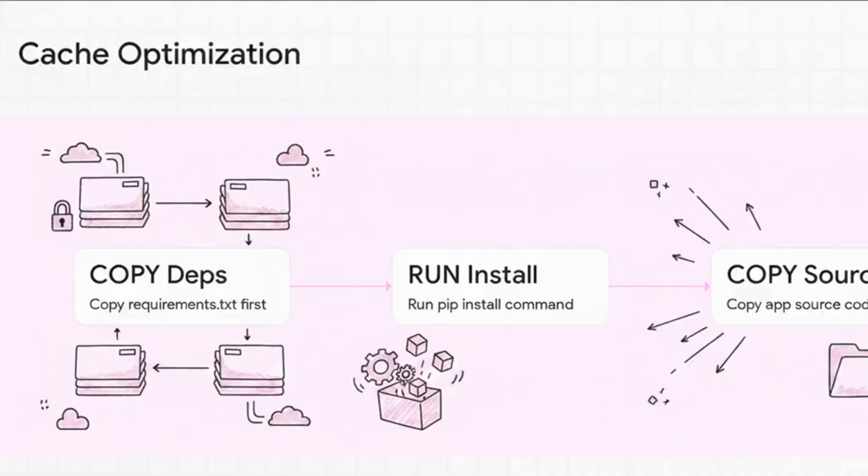The correct way to do this, which we're doing here in version 3, is to copy your rarely changing requirements file first. You run that expensive pip install step, locking in that cached layer, and only then do you copy the rest of your source code.